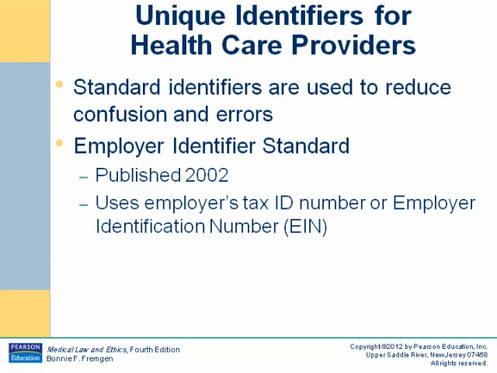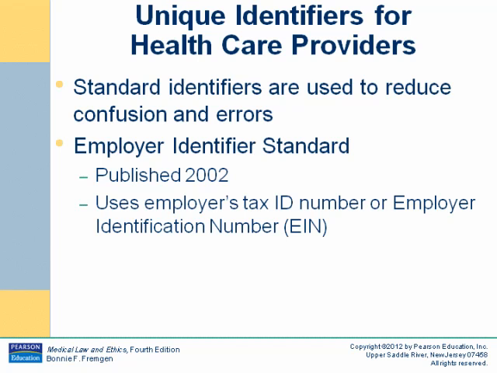And there's standards that I'm just using providers. They have unique identifiers that will reduce confusion and error based on what they're treating the patients for. It was published in 2002, and it uses the employer's ID number, which is the EIN, employer's identification number. So it doesn't really come out and say the name, it gives a number. That is their unique identifier.